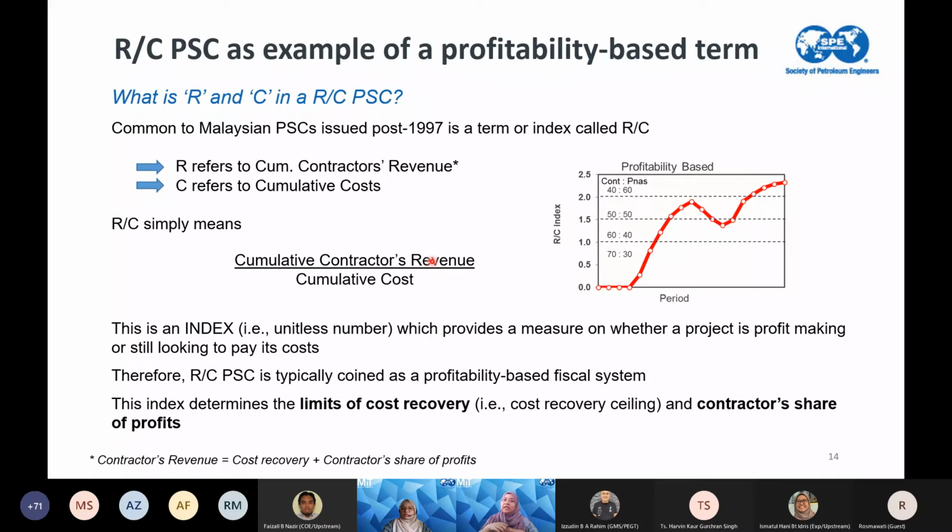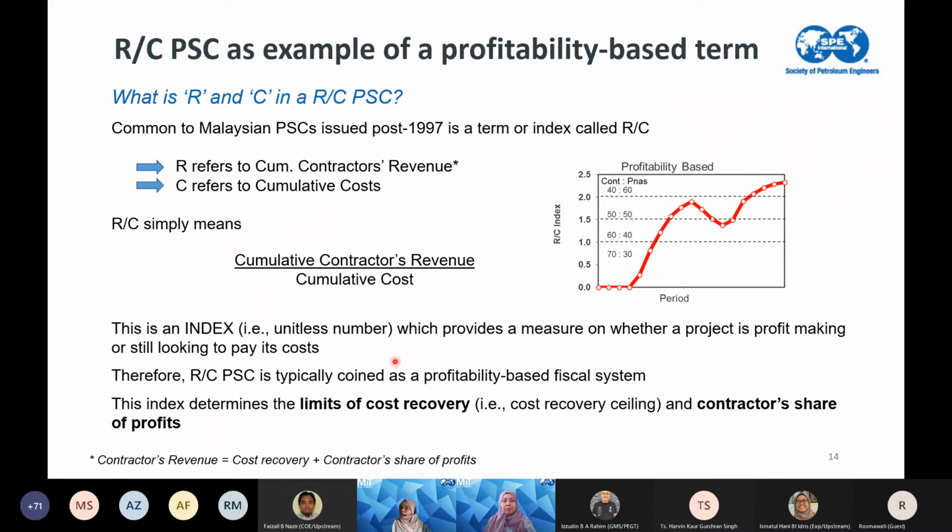ROVC less than 1 means it's still in a phase where it's trying to recover all the costs it has spent. ROVC greater than 1 means my revenue is now in excess of the money that I have spent in the asset. So it's typically coined as profitability base. This is a unitless number. It's an index, a dollar divided by a dollar, so it's unitless.